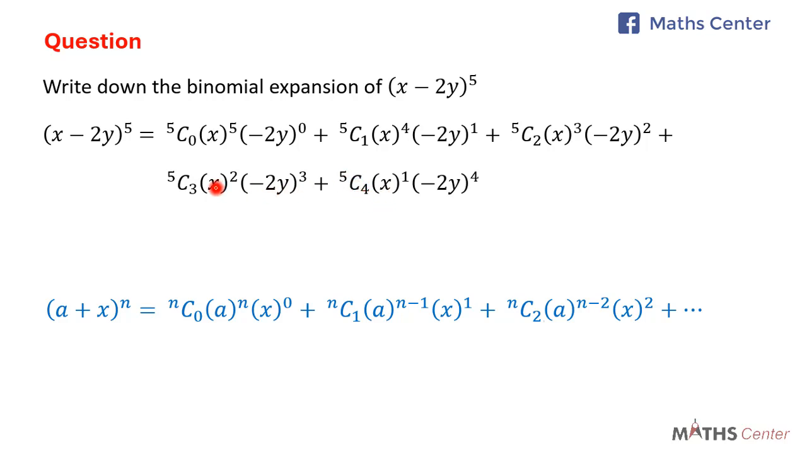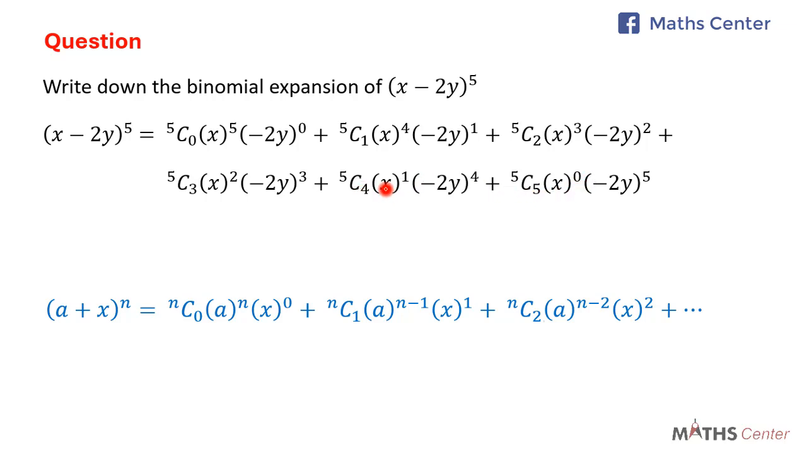The exponent on x will reduce by 1. So we are going to have x exponent 1. The exponent on negative 2y will increase by 1. So negative 2y exponent 4. Then the last term will be 5 combination 5. So you see we start from 5 combination 0 and then we end at 5 combination 5. That will be the last term.